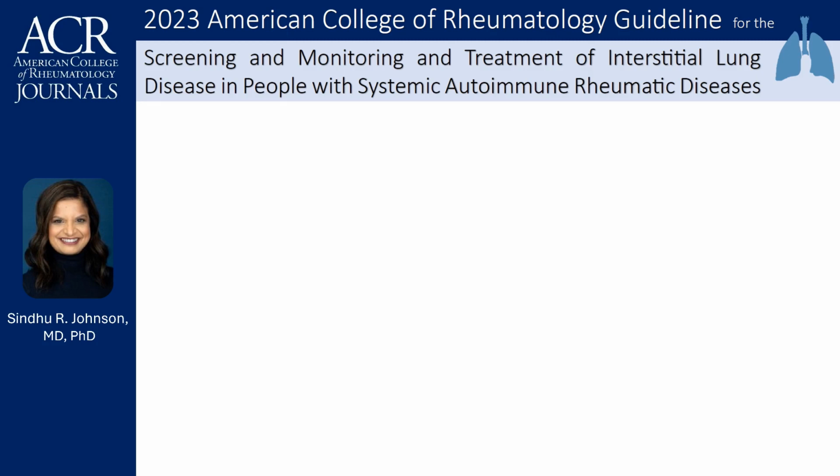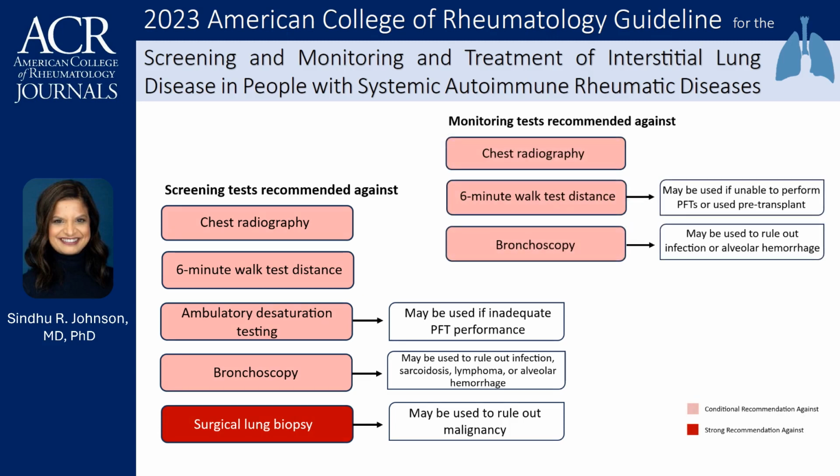There are tests in this guideline that are conditionally recommended against. There is a conditional recommendation against chest x-ray, 6-minute walk test, ambulatory desaturation, and bronchoscopy. Now, their caveat is that there may be instances, rarely, where these tests may be considered. So, for example, if a patient with scleroderma has difficulty doing a pulmonary function test, or it's an inadequate PFT because they're having difficulty achieving a good seal around the mouthpiece, well, then one might consider ambulatory desaturation testing as a screening test. Similarly, one may consider a bronchoscopy if you need to rule out infection or sarcoidosis, lymphoma, or alveolar hemorrhage. But the bronchoscopy is not meant to be a screening test for the ILD.